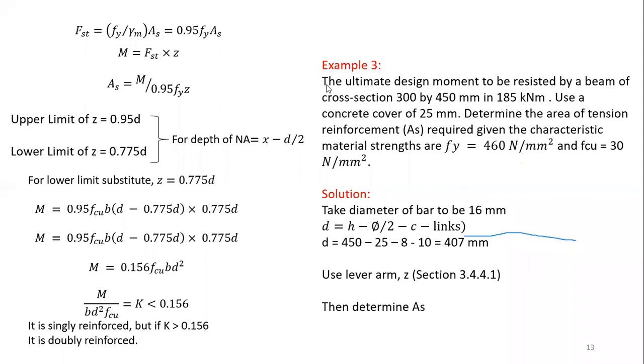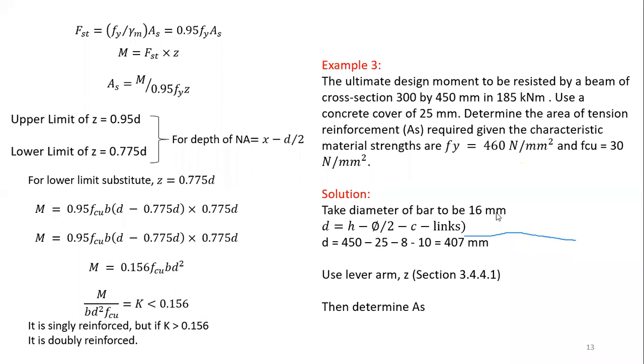For instance, we are given this question: the ultimate design moment to be resisted by a beam of cross-section, we have been given the cross-section of the beam. The depth is 450 millimeter. The breadth is 300 millimeter. The moment is 185 kilonewton meter. Use a concrete cover of 25 millimeter. Determine the area of tension reinforcement required given the characteristic strengths of the materials. The solution: take diameter of bar to be 16 mm.